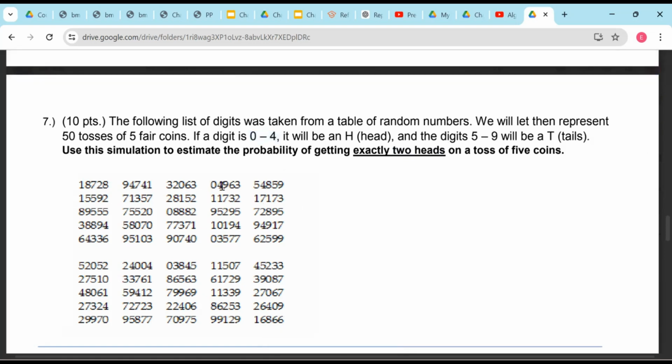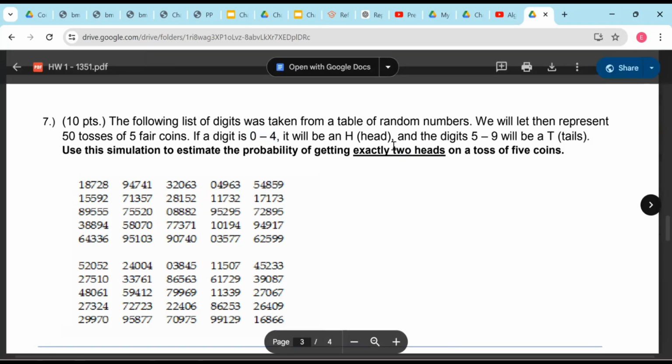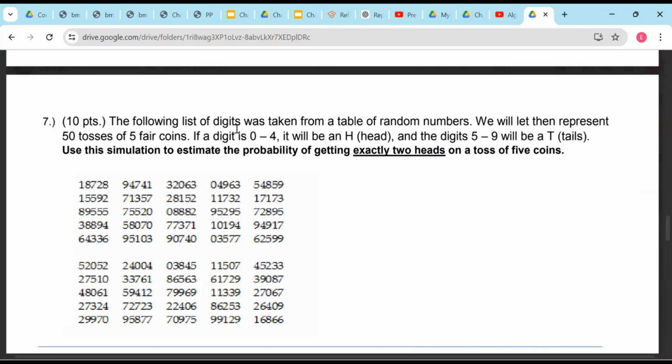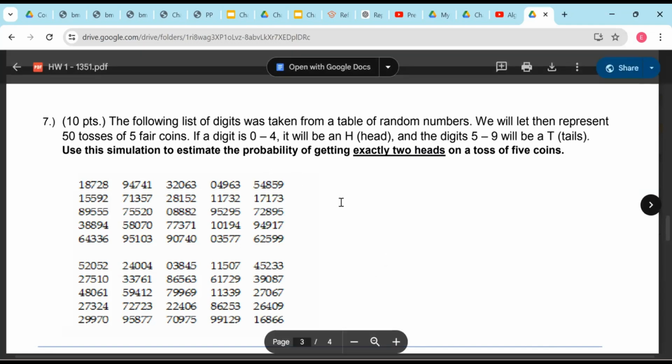So for example, this one will not work because you got 0, 4, and 3. That one has 3. That does not work. It has to be exactly 2. The first one will be exactly 2 because it only has 1 and 2, and the rest are bigger than 4. So see, that is one of them. You're going to go through all 50, and highlight the ones that have exactly 2 of the 0 to 4. And then you're asking for probability, so it's going to be part of the total.